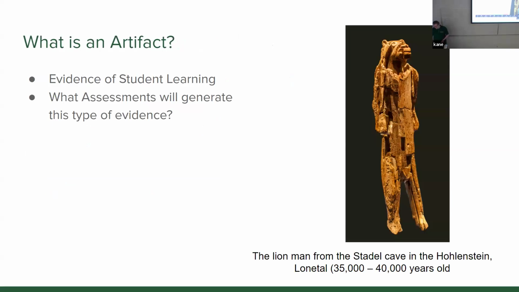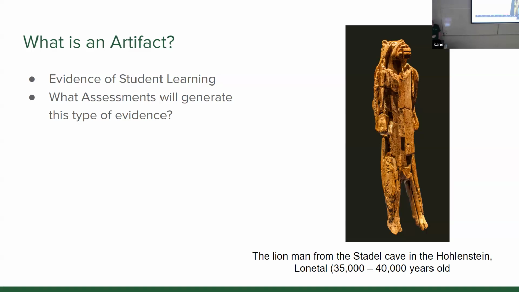So the first thing I want to start with is the idea of an artifact. Now, this is a really cool artifact on the screen. In fact, it's one of the oldest artifacts known to have been found. It is the Lion Man from Stadel Cave, and I'm not even going to try to pronounce the rest because I will slaughter it, but it is 30 to 40,000 years old. Unfortunately, outside a very specific type of field, this is not the type of artifact that we are talking about.